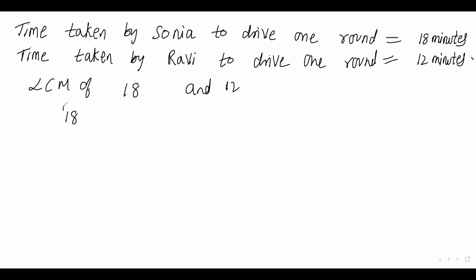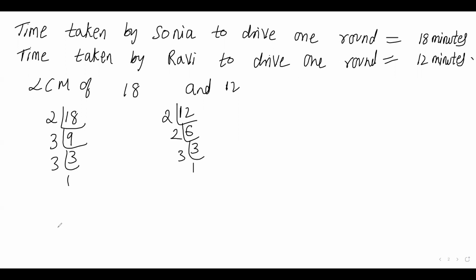Factorize 18. 2 nines are, 3 threes are, 3 ones are. Factorize 12. 2 sixes are, 2 threes are, 3 ones are. 18 is 2 into 3 square. 12 is 2 square into 3.